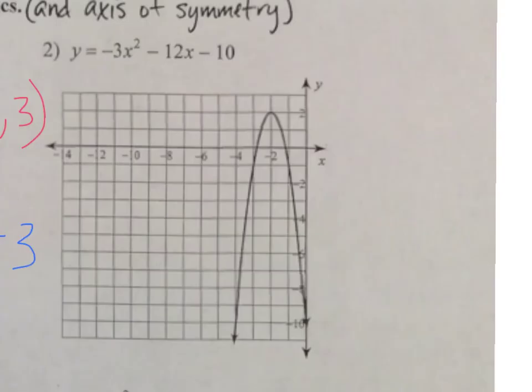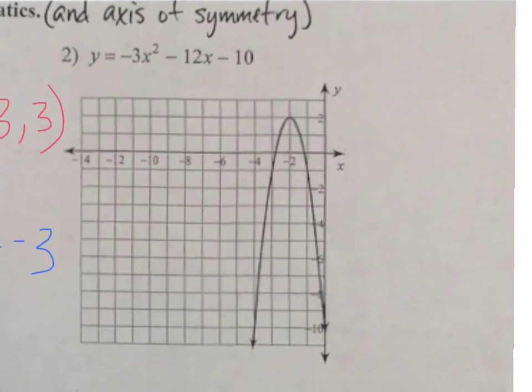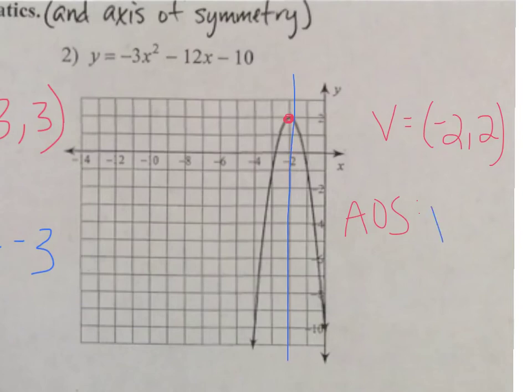Again, I'm going to find the axis of symmetry and the vertex. The vertex, again, is your max point, and that's going to be at -2, 2. We write it as an ordered pair. And your axis of symmetry is going to be what cuts this parabola right in half. It's an equation as x equals, and this is x equals -2.